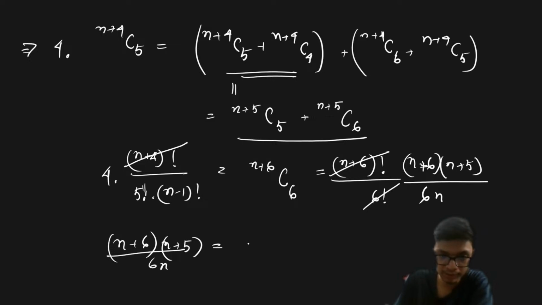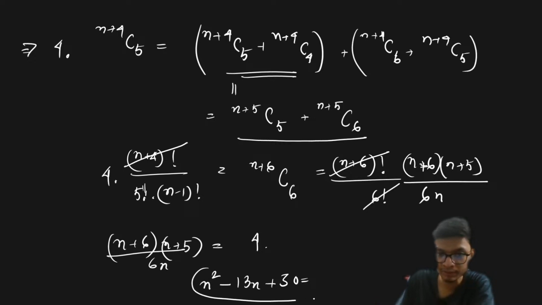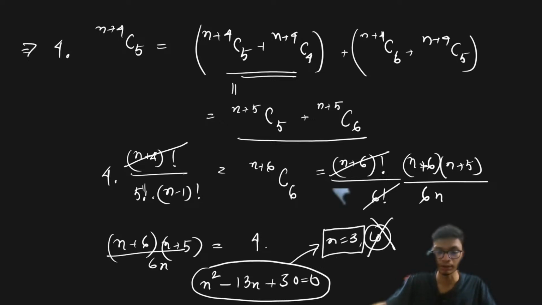So divided by 6n is equal to 4. From here you can see that this is a quadratic equation, that is 11n square plus 11n plus 30 is equal to 24n, which is simplified. If you take this on the left hand side, you'll see the answer coming out as minus 39. From here this is a quadratic equation whose roots are n is equal to 3 and n is equal to 10. But 10 is not a possible solution, so the only possible value of n is equal to 3.